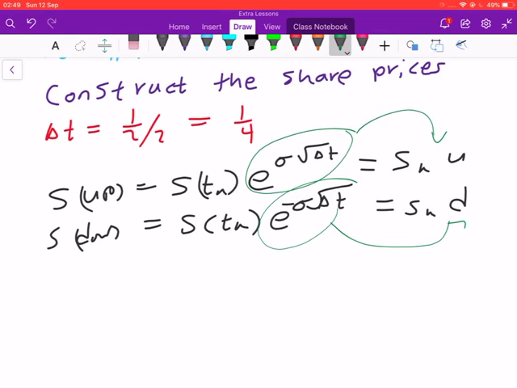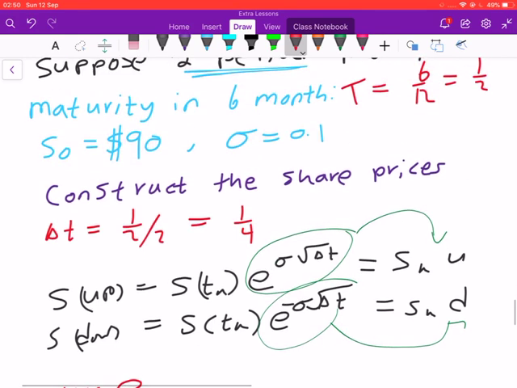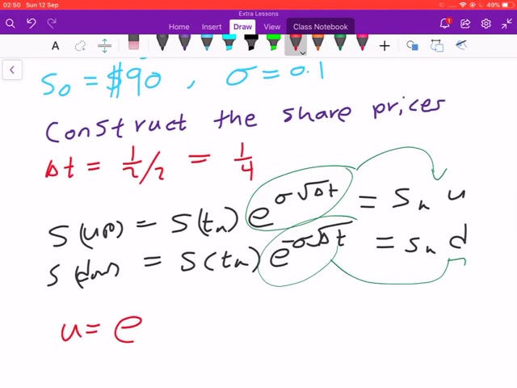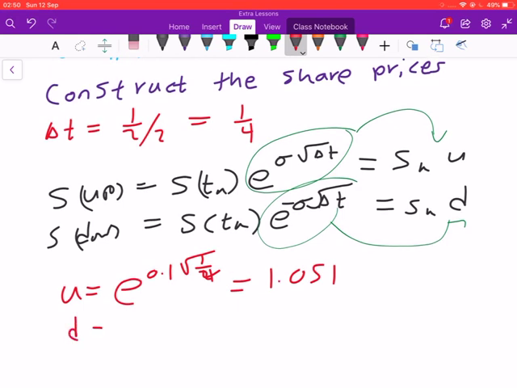To find your up state, it is basically going to be e to the volatility parameter 0.1, the square root of 1 over 4, and your answer is going to be 1.051. And for your down state, you will have e to the minus 0.1, the square root of 1 over 4, which is 0.951.